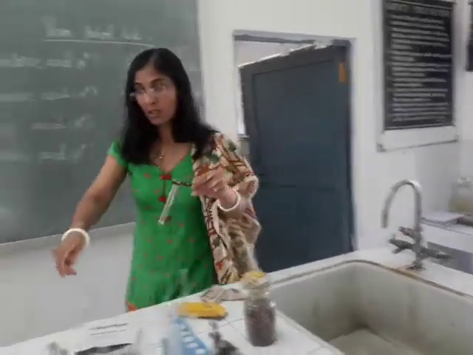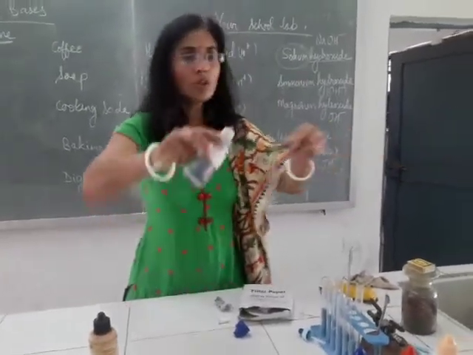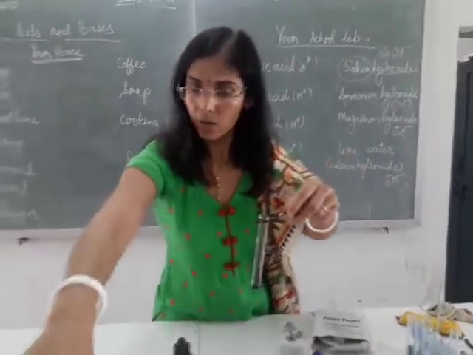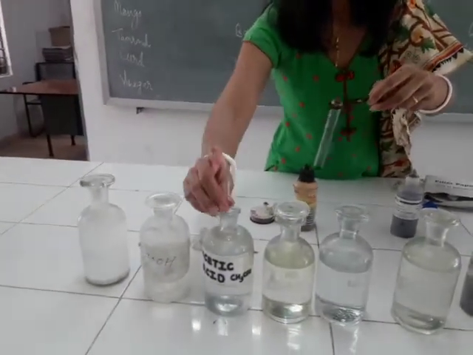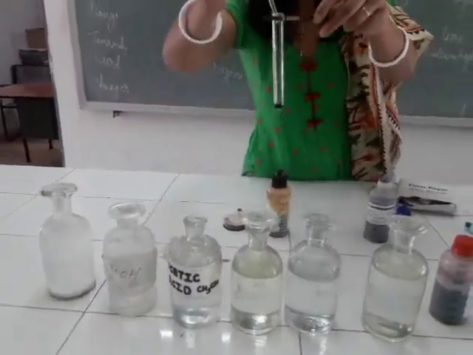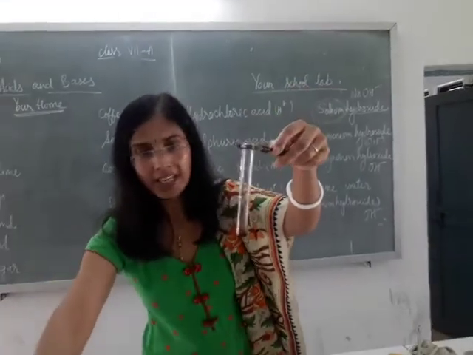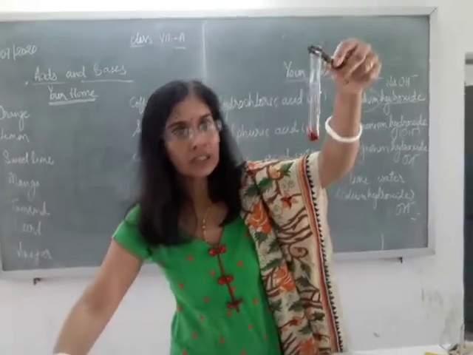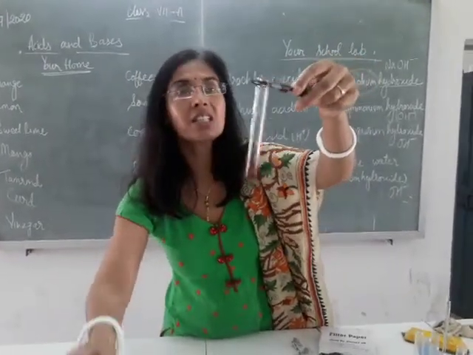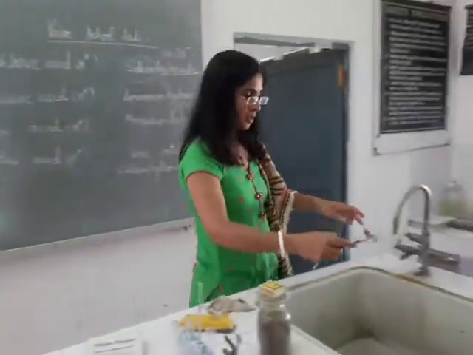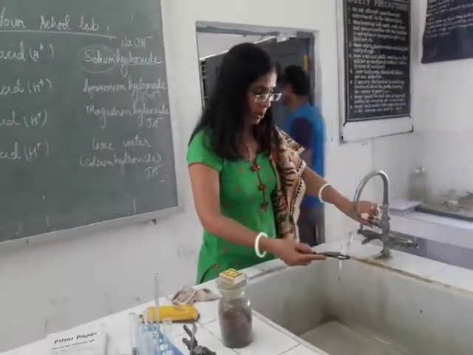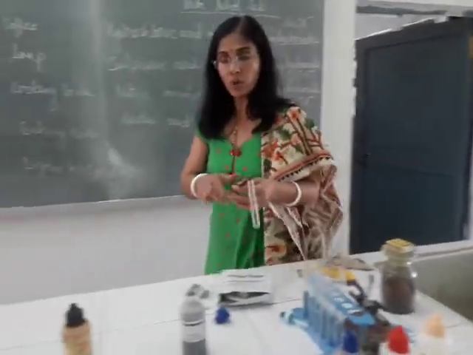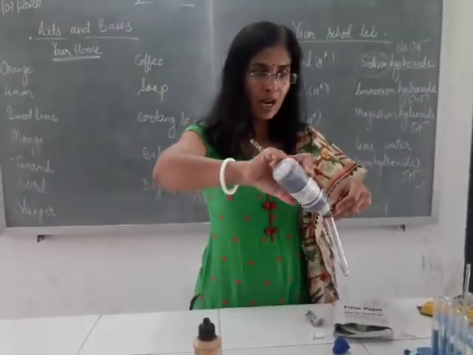So again testing all these solutions with the help of blue litmus, and now here I am taking the third solution and it changed the color to red. I should add a little more so that I can confirm it myself. Yes, blue litmus changed its color to red, so it is an acid, because we know that acids turn blue litmus red.